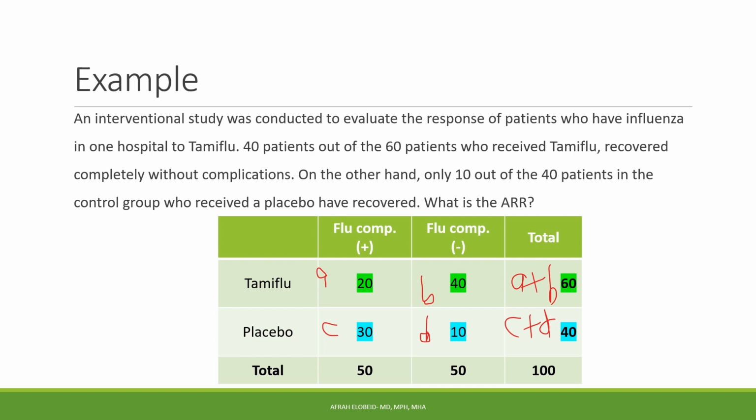Same thing with the placebo group. We know that we have 40. We will immediately put 40 in the cell of C plus D. But we have to be mindful when we fill in the number 10, which is only 10 out of these 40 patients recovered. So that means the 10 should go into cell D, which is the flu with complication negative, right? So if we have 10 with complication negative, that means we will have 30 with complication. We get that 30 from 40 minus 10 equals 30.